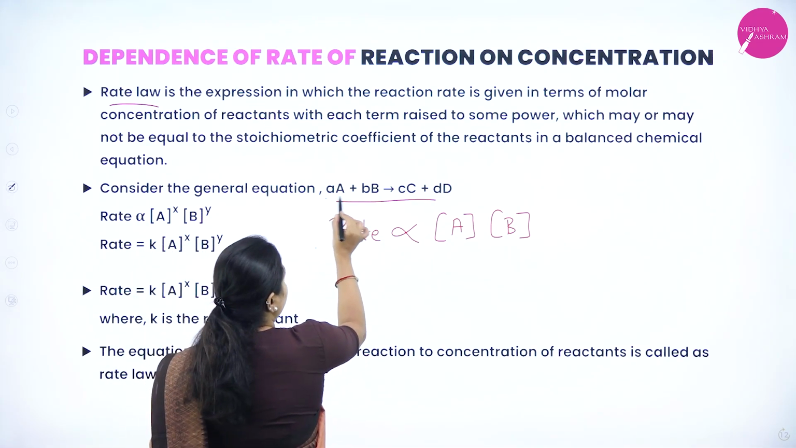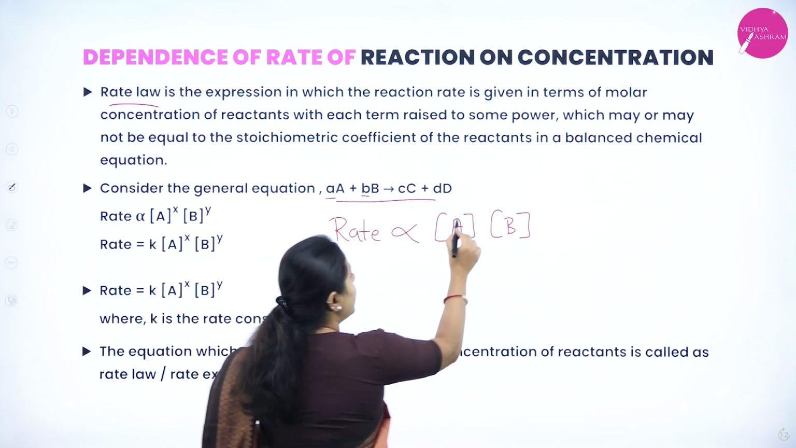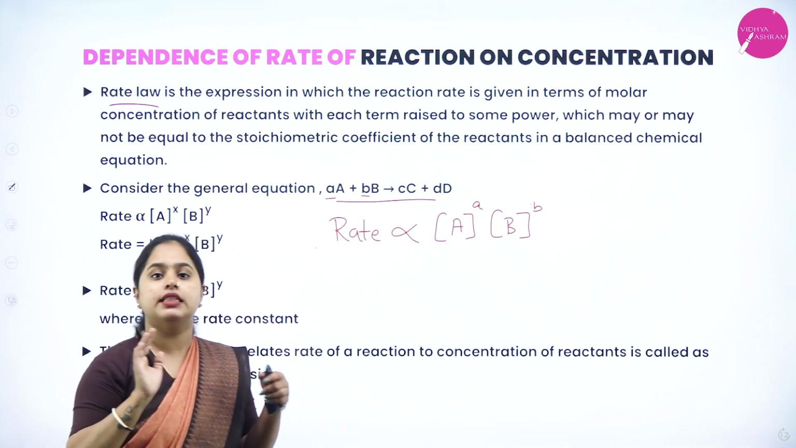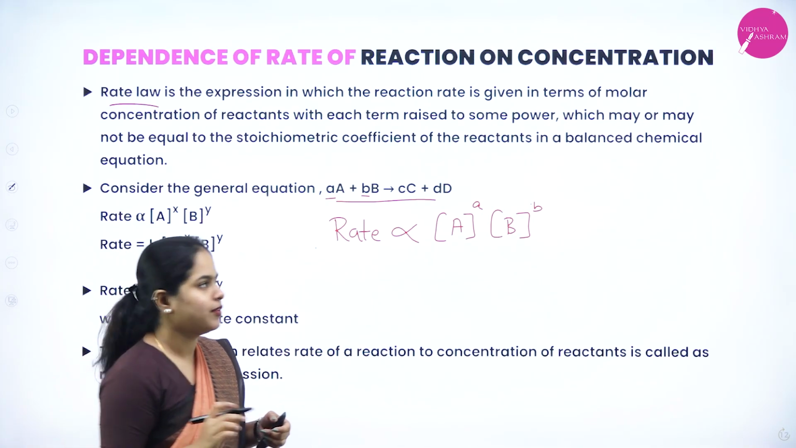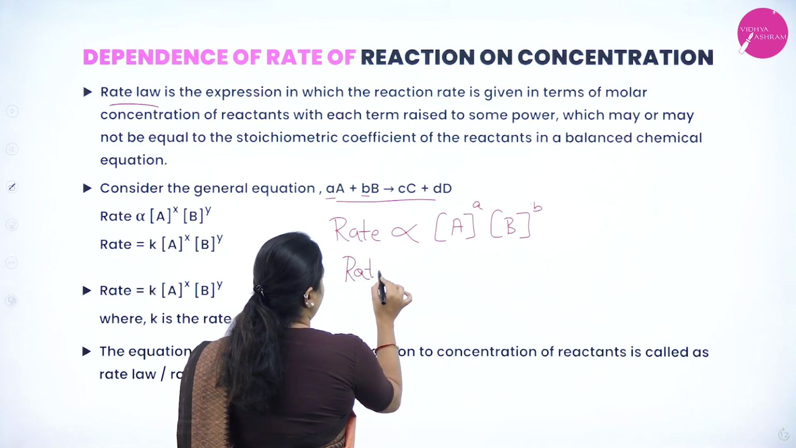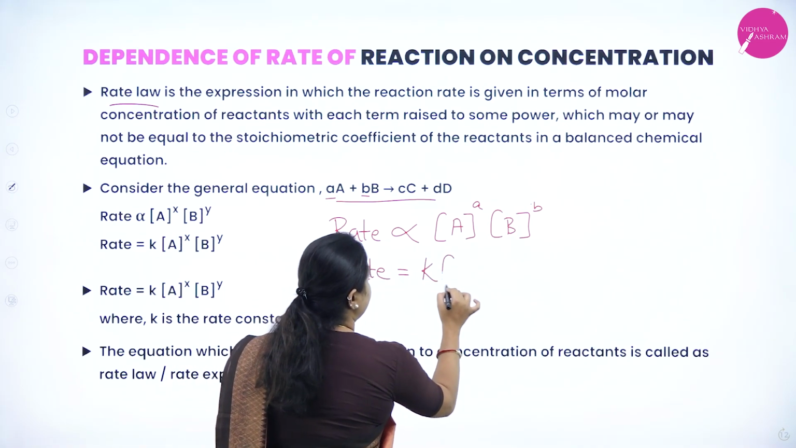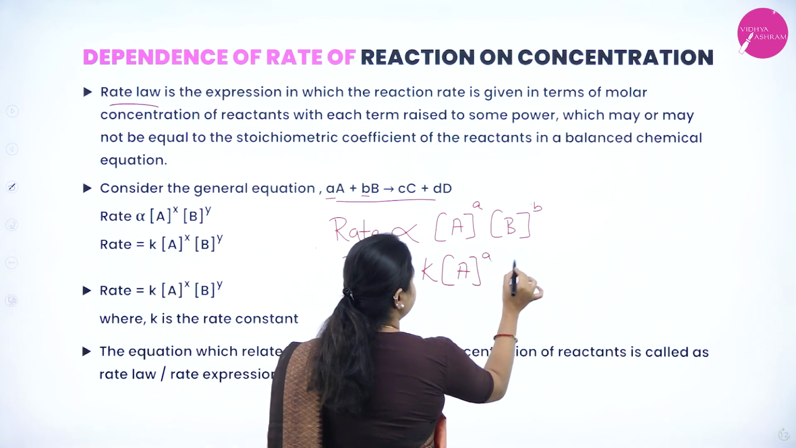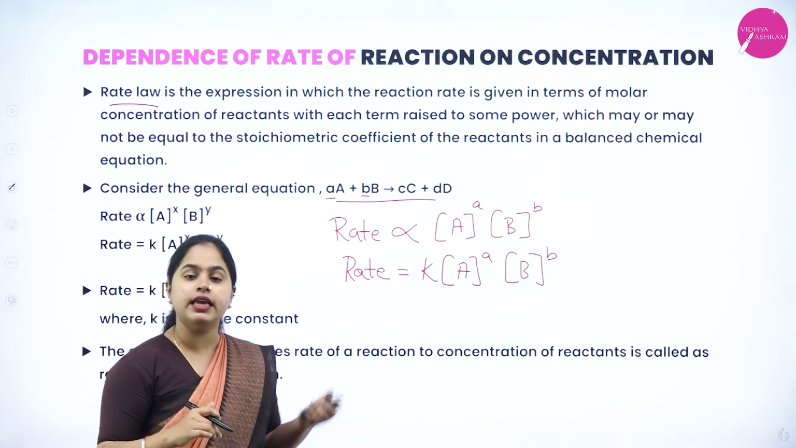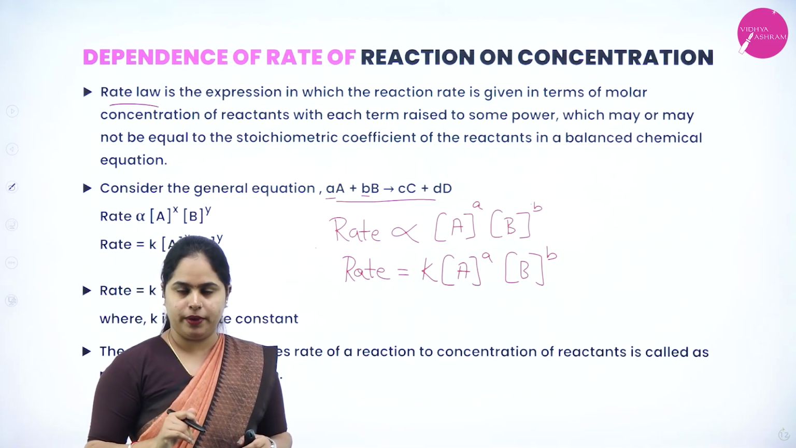See here, what are the coefficients? a and b. So A raised to a, B raised to b. So this is called the rate law or rate expression. So to remove this proportionality, you can put a constant here, K, which is called the rate constant. So I hope it is clear.